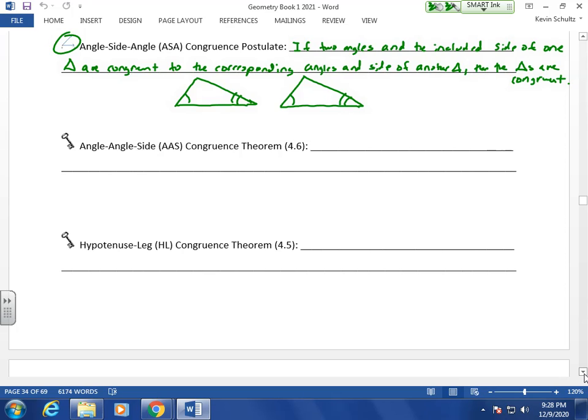So we're looking for the side that is in between our two angles, or the side that is a part of both angles. And that, in this case, would be the bottom one here. So angle, side, angle. If we can prove that, then we know the two triangles are congruent. If these three parts are congruent, the other three corresponding parts have to be as well.